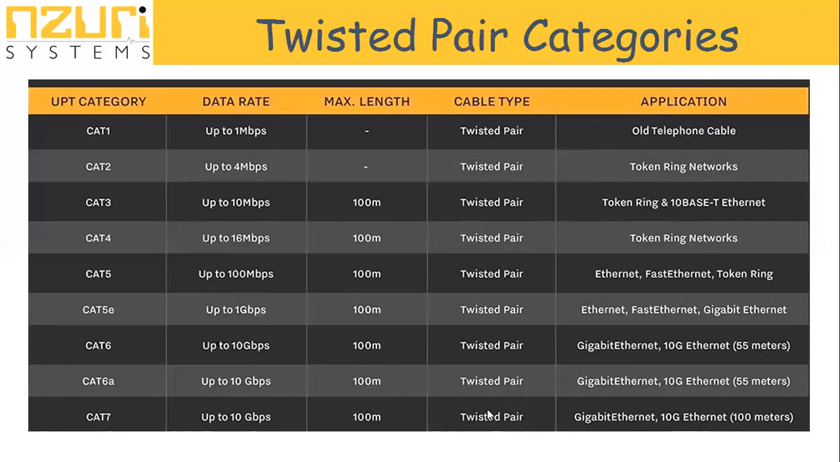Then we have the category 6A, which can also go up to 10 gigabits per second. It's 100 meters, and it still supports the same thing. So it's gigabit Ethernet and 10 gigabit Ethernet. But even at that, that was still at 55 meters until we had Cat 7. Cat 7 is a relatively new cable. It's extremely thick, and that can go 100 meters, and it can give you the full 10 gigabit Ethernet at 100 meters. So these are the different categories of cables that we have that we can use for network.